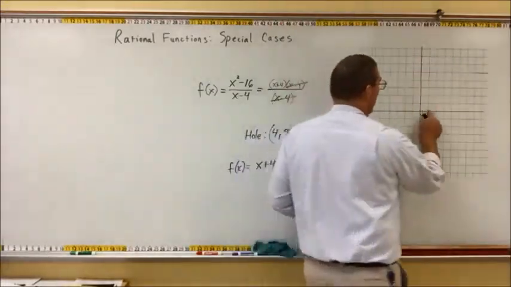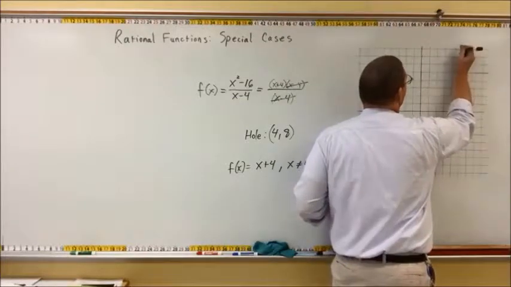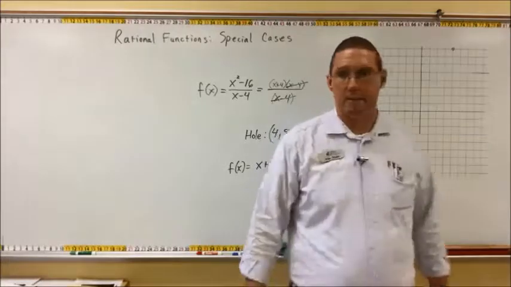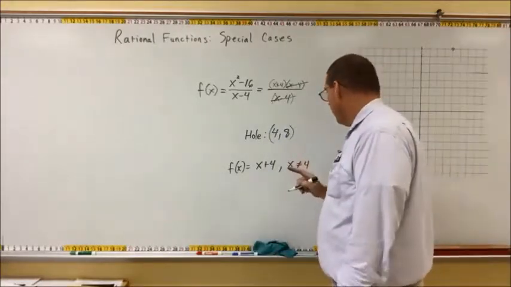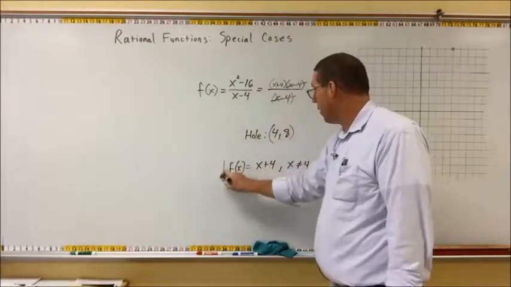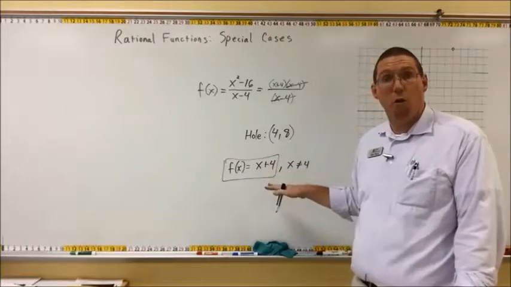So we're going to go over to 1, 2, 3, 4, and up 1, 2, 3, 4, 5, 6, 7, 8. And we're going to put a hole there. Okay, so there's a hole at 4, 8. And now we can graph this function by simply graphing the function x plus 4. We just graph whatever is left over, okay?